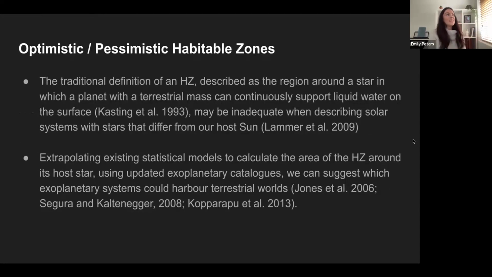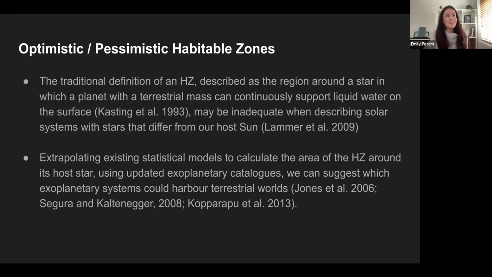So the traditional habitable zone definition that we have, it might sound a bit critical to say that it's inadequate for star systems that are different from our own solar system, but there are a few thoughts as to why this might be. When we think about the habitable zone or the Goldilocks zone, we tend to think of a space where there's a terrestrial mass, and we can support liquid water on the surface of that mass, if we want to put it really simply.